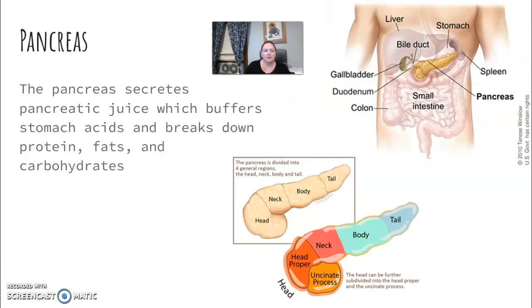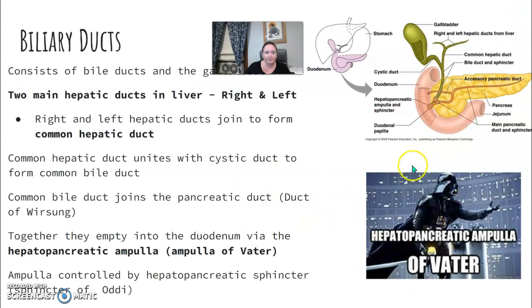Your pancreas. The pancreas secretes pancreatic juice and buffers the stomach acids that break down proteins, fat, and carbohydrates. So the pancreas is going to start close to midline here and cross over near your stomach and spleen and has specified head, neck, body, and tail.